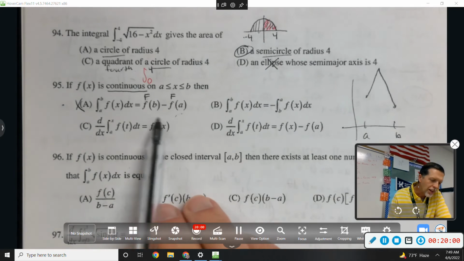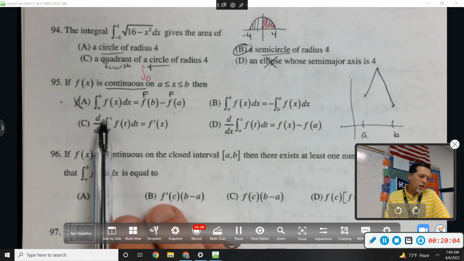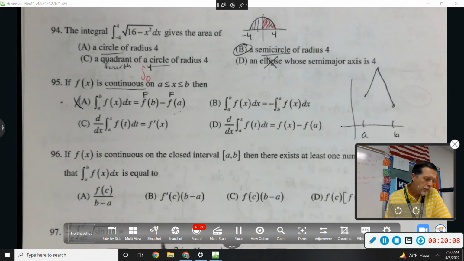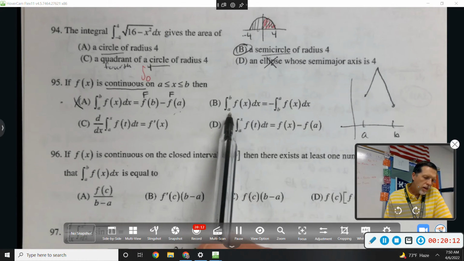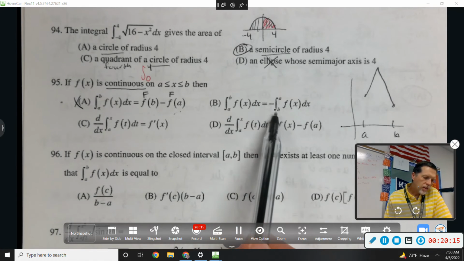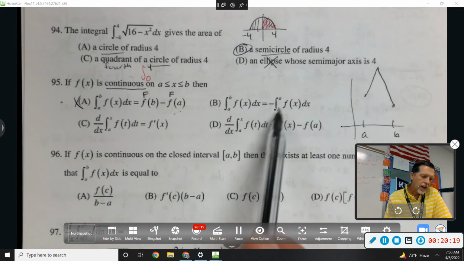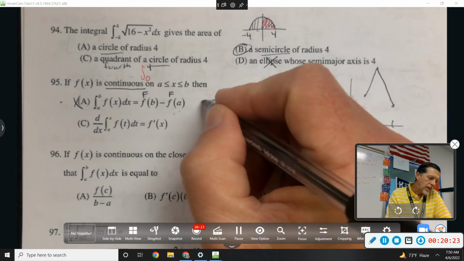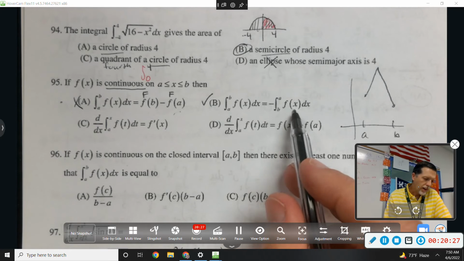Although a lot of times students do that, right? They forget to actually take the antiderivative. They just plug in the top, plug in the bottom. But wait a minute, you've got to do the antiderivative. B says the integral from a to b of f of x equals negative the integral from b to a of f of x. Oh, we did that already once today, using the negative sign to flip the limits. That looks pretty good. Let's check out the others, but that looks right.